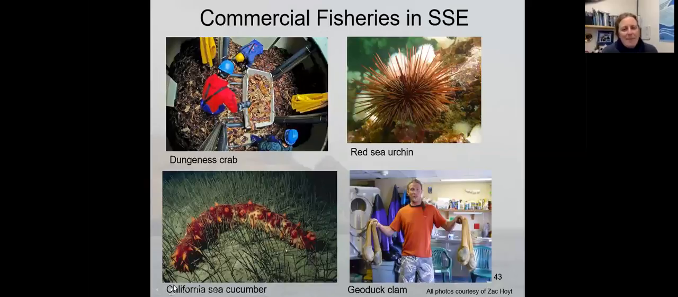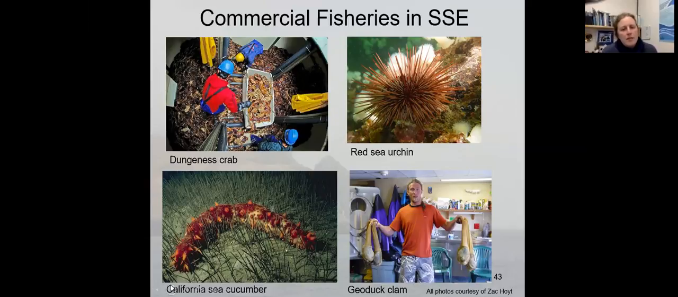At the same time, in Southeast Alaska, we had that long gap between the time when the otters were hunted out for their fur and the time when their population started to really grow. We had some commercial fisheries develop in southern Southeast Alaska that targeted some of their favorite species. So the value of these four species together in 2013 was $16.9 million. So we've got Dungeness crab, red sea urchin, California sea cucumber, and geoduck clams.